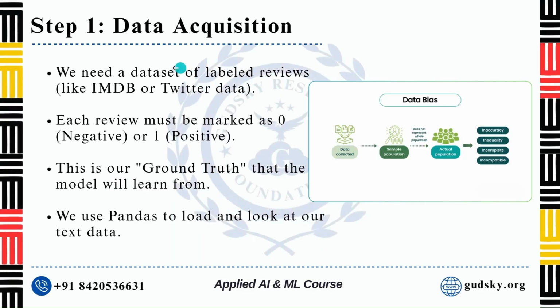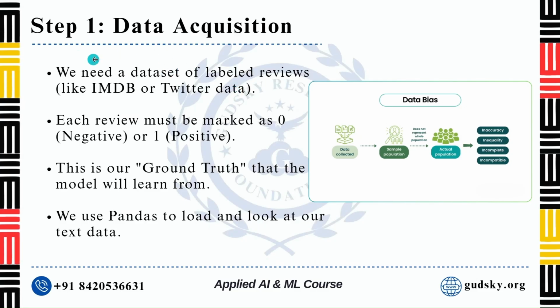Ahead with this, we reach our first step, data collection or data acquisition. First, we need data. We use a labeled dataset. This is a collection of thousands of reviews where a human has already marked them as one for positive and zero for negative. This is our model's textbook. It's what it uses to learn which words are associated with which feelings.